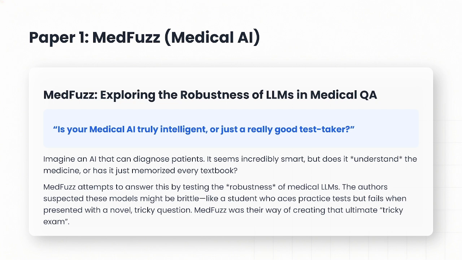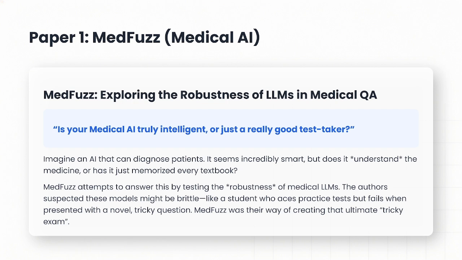The paper is titled MedFuzz: Exploring the Robustness of Large Language Models in Medical Question Answering. To understand this paper, we first need to understand the current landscape of medical AI. Over the past few years, large language models have achieved high scores on medical benchmarks like MedQA, which consists of questions from real medical exams.